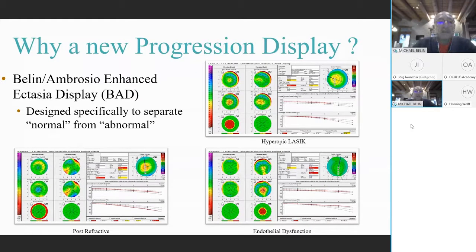So again, why a progression display? This is an example of 3 different patients on the BAD display. The one on your lower left is post-refractive. It's going to be an abnormal BAD display, and it should be. The patient already had refractive surgery. The one in the upper right is hyperopic LASIK, again, abnormal BAD display. And the one on the lower right is what I discussed earlier, someone with endothelial dysfunction, also an abnormal BAD display, because again, all these eyes are not normal. It doesn't mean they're ectatic. So again, I want to stress the difference. The BAD display is separating normal from abnormal, designed specifically for refractive screening. The progression display is disease specific and designed to follow ectatic disease.